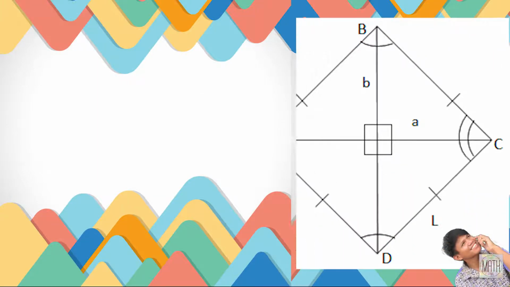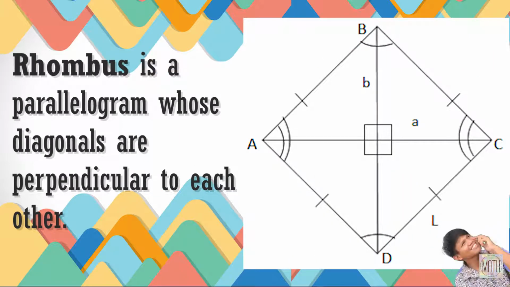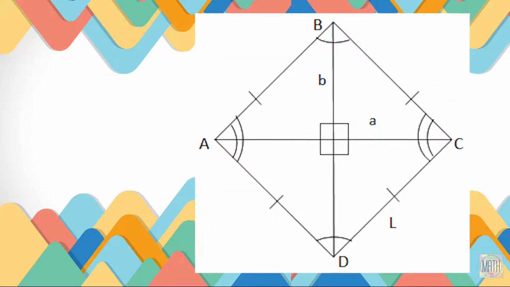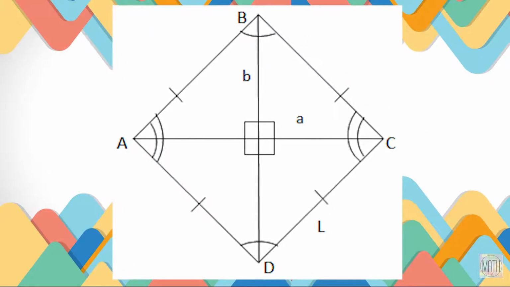Now, let's dig into the rhombus. A rhombus is a parallelogram whose diagonals are perpendicular to each other. It also has properties to consider. All sides are congruent. Opposite angles are congruent. The diagonals are perpendicular and bisect each other. Adjacent angles are supplementary.